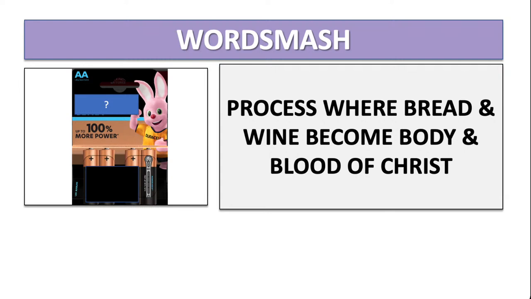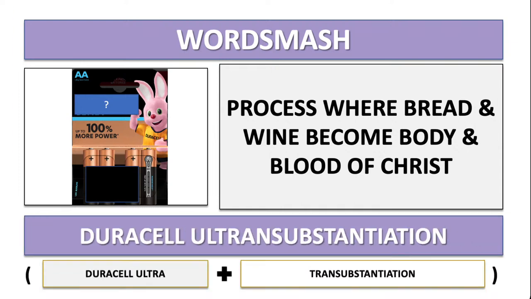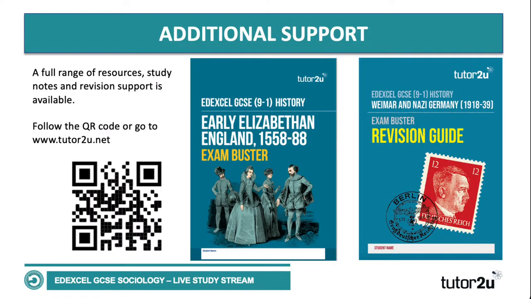Oh, well, Anonymous has got the right answer for the process, and so has Rachel. It is transubstantiation. The battery is Duracell Ultra, so it's Duracell Ultra, transubstantiation. That one does get quite difficult. But Darcy recognised it was Duracell, but it was specifically Duracell Ultra with its up to 100% more power. That could just be 1%, couldn't it? But well done with the important bit, which was getting transubstantiation.